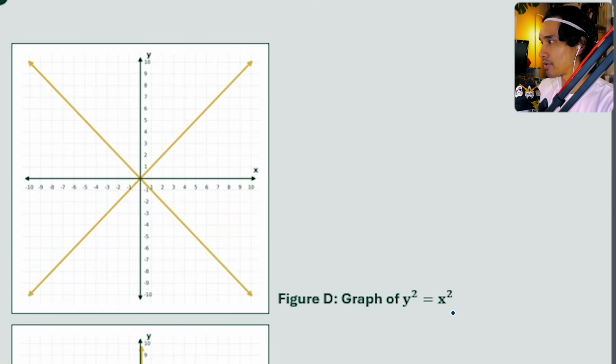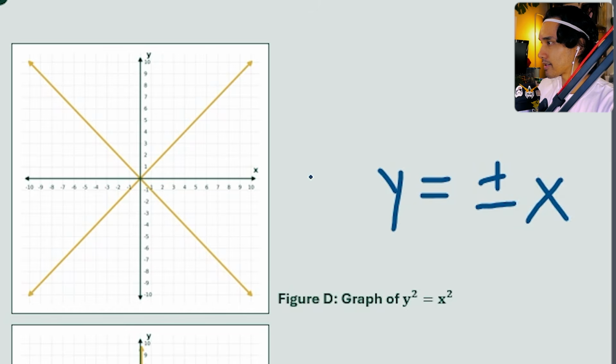Figure D shows, remember, two intersecting lines, because once we square root and get rid of the squared, we'll get y is equal to plus minus x, and this is as such.